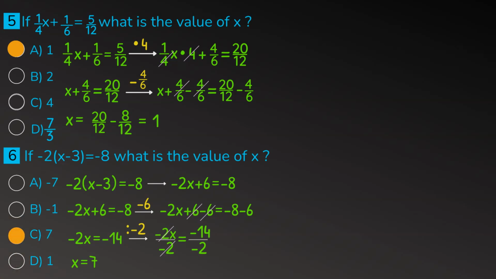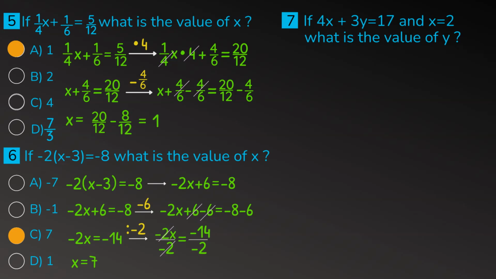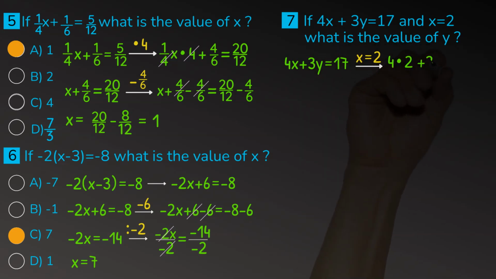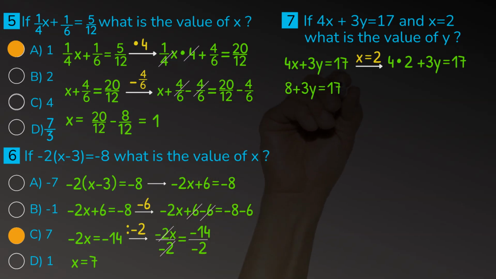The student response answer for question 7 is if 4x plus 3y is equal to 17 and x is equal to 2, what is the value of y? So all we need to do here is substitute 2 wherever we see an x in the equation. So 4x plus 3y equals 17 becomes 4 times 2 plus 3y is equal to 17. Now 4 times 2 is 8, so we have 8 plus 3y is equal to 17.